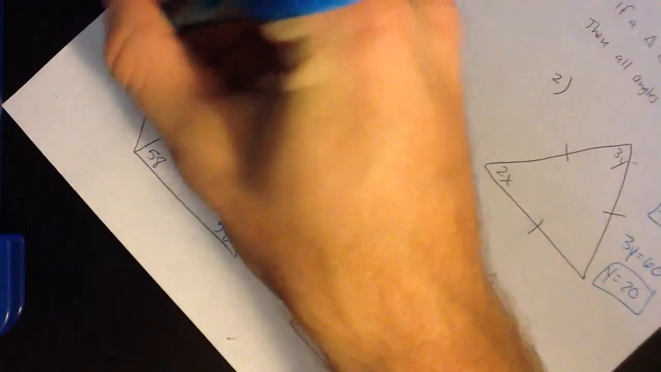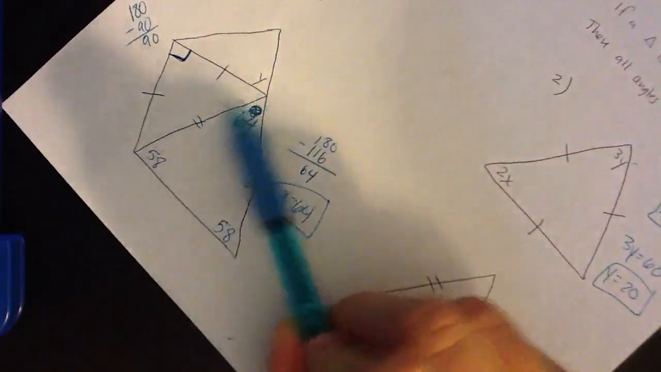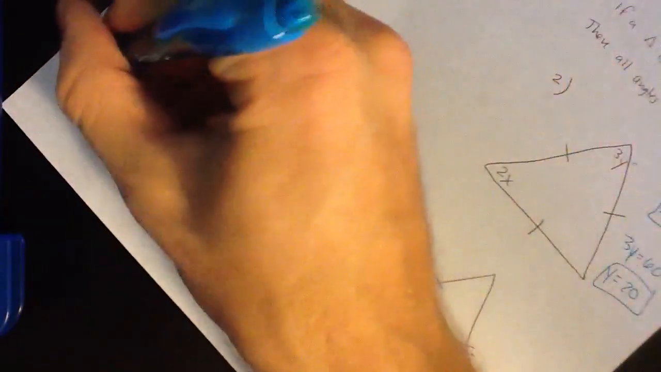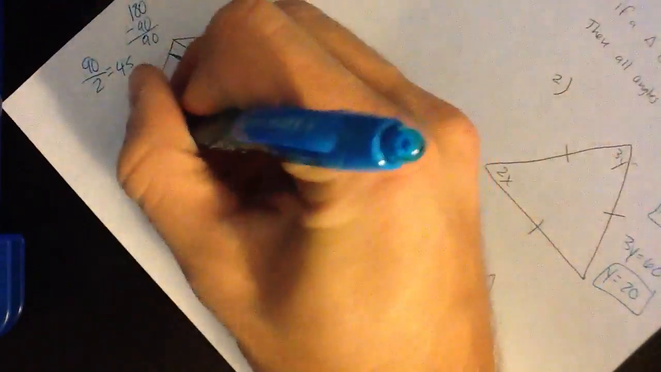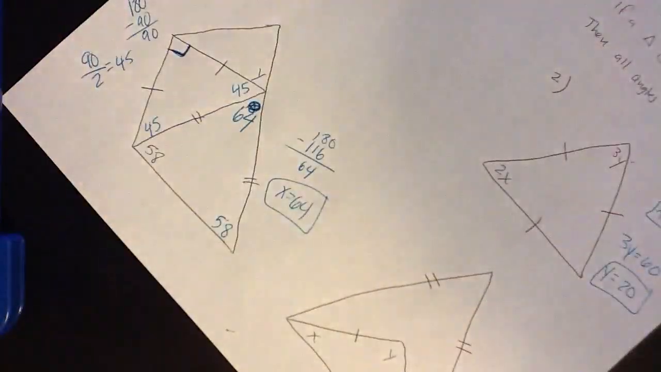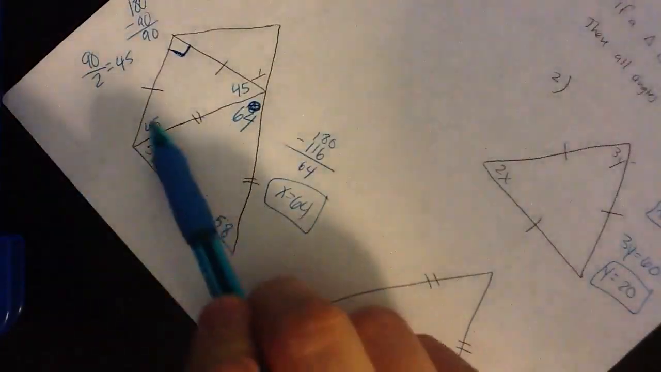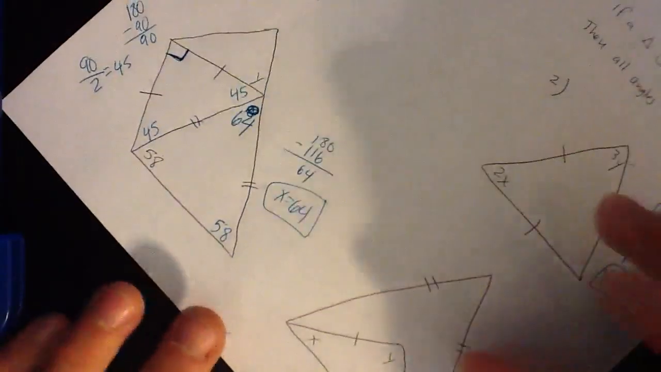Okay, and so we're given that this is 90. So 180 minus 90 is 90. Meaning that these two have to add up to 90. Well, they're the same. So if we split 90 in half, we find out that this is 45 and this is 45. And this 45, 45, 90 triangle is going to show up all over the place. That's a famous triangle.